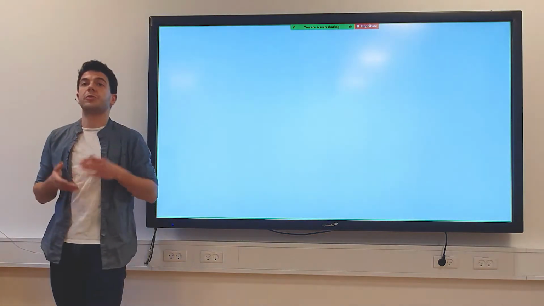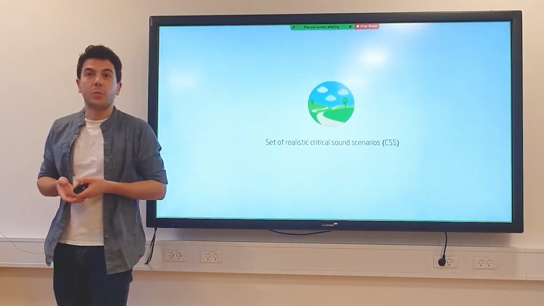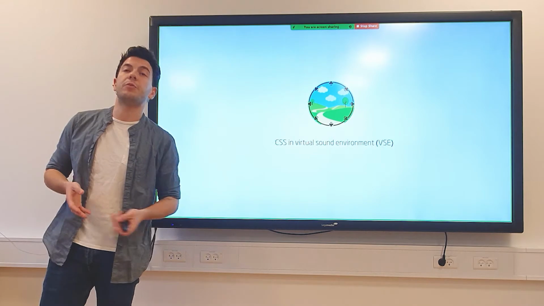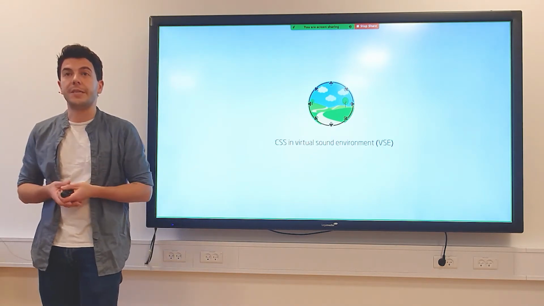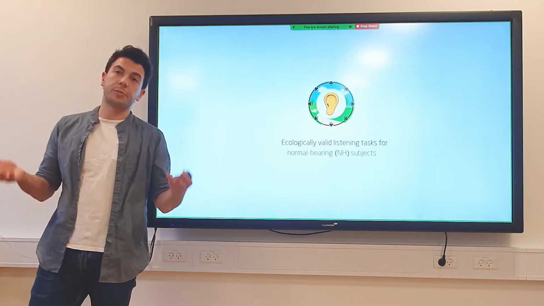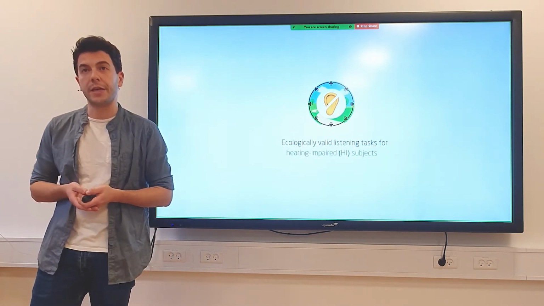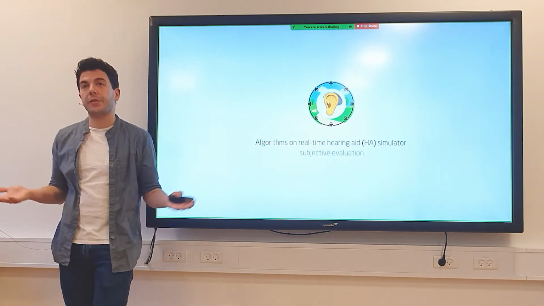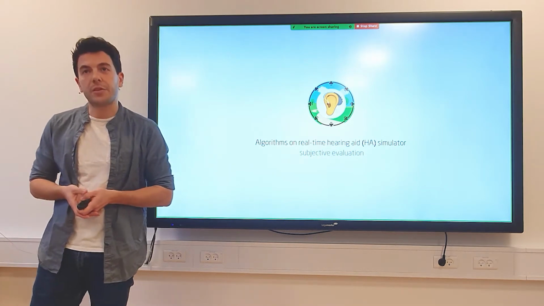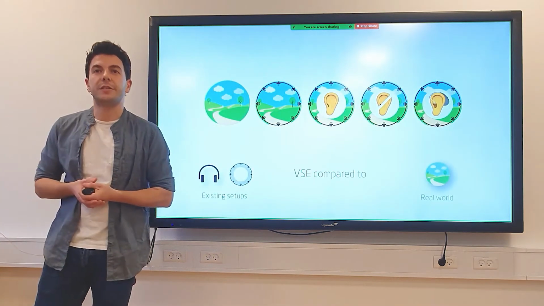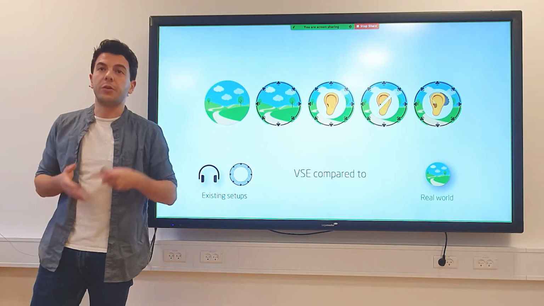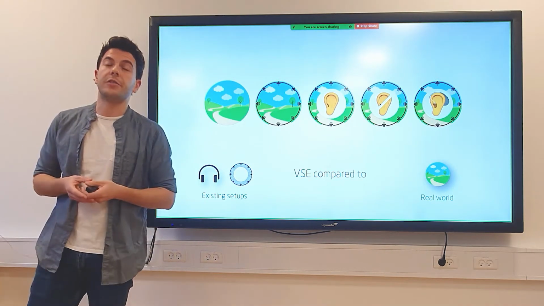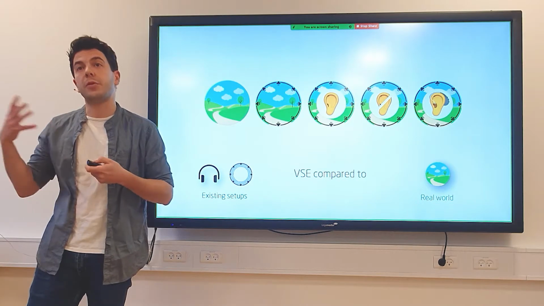Now, to create such an auditory virtual reality, we first need to define which scenes are critical in people's everyday lives, our critical sound scenarios, before we can reproduce them in the virtual sound environment, or VSE, and then implement listening tasks for normal hearing people, for hearing impaired people as well, and of course evaluate how hearing aids perform in such environments. And putting that all together, we hope to gain some understanding of how this environment, this VSE, compares in performance to existing setups, more artificial ones like headphone-based setups and artificial spatialized noise setups, as well as how it relates to the real world.